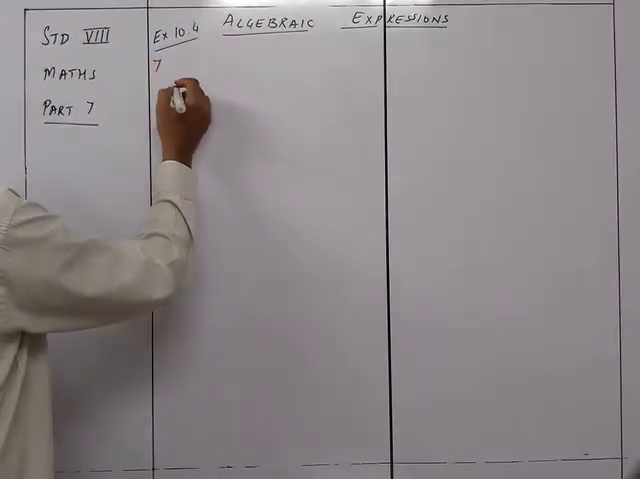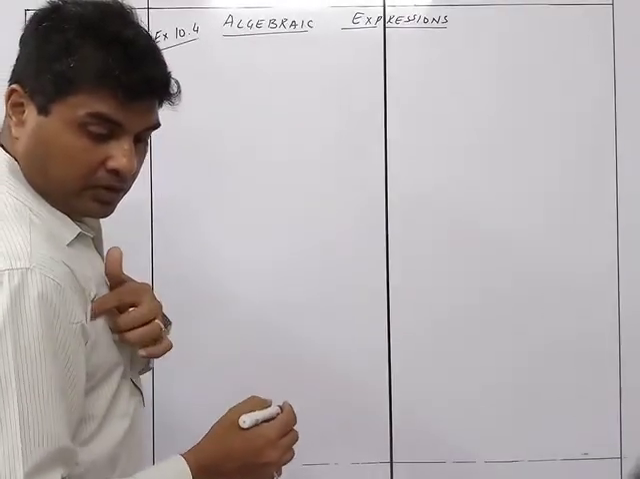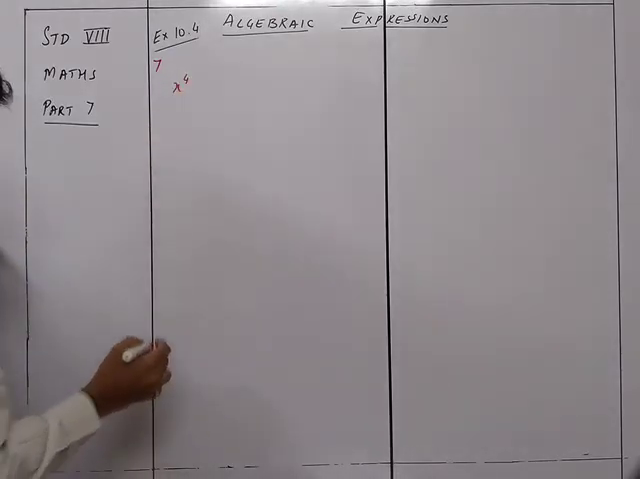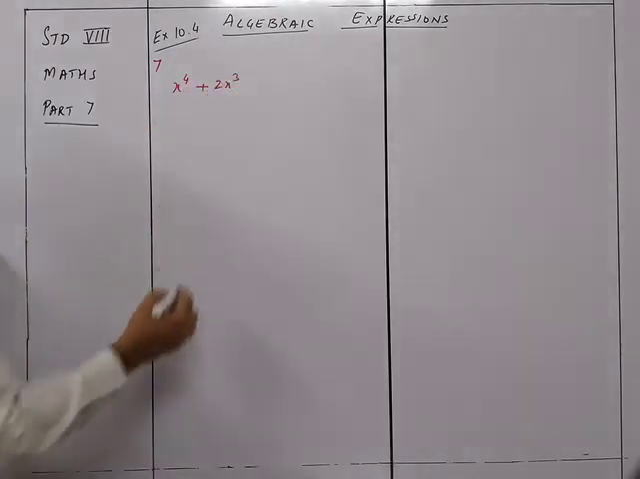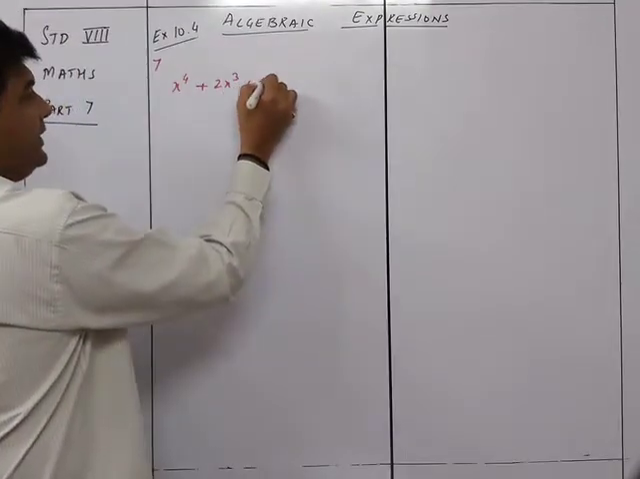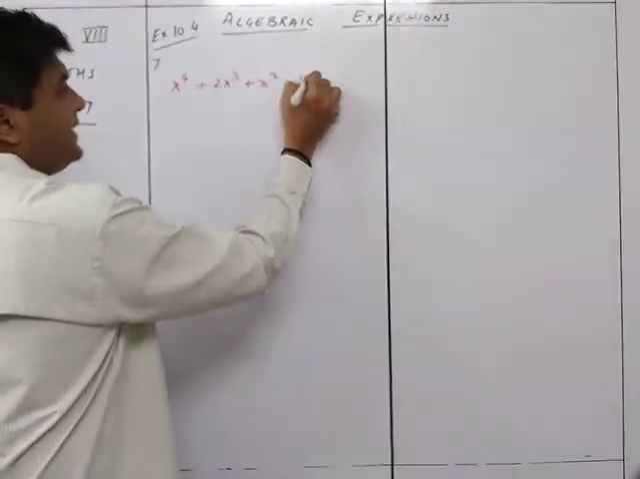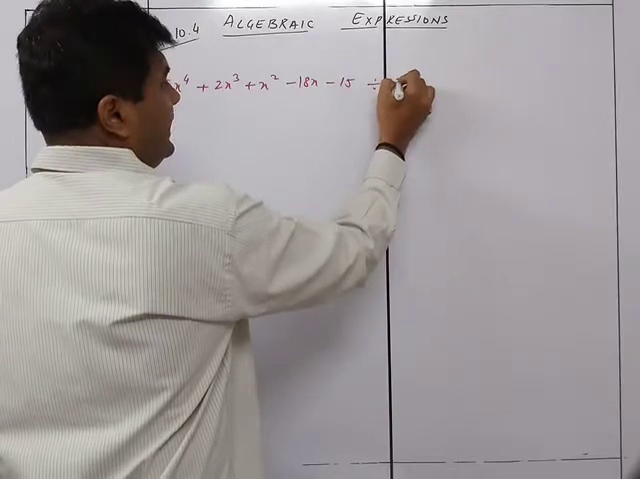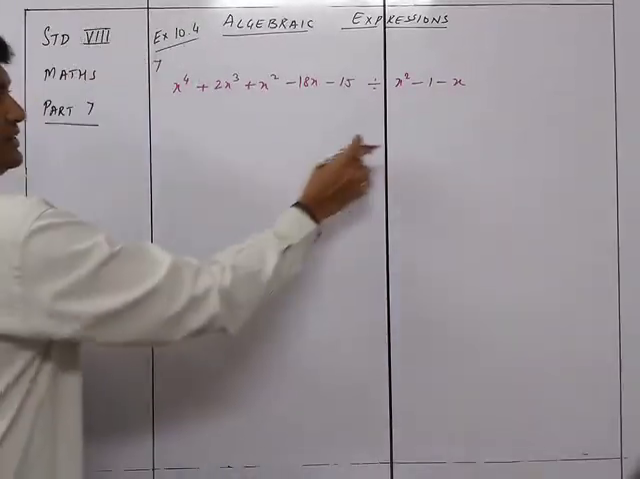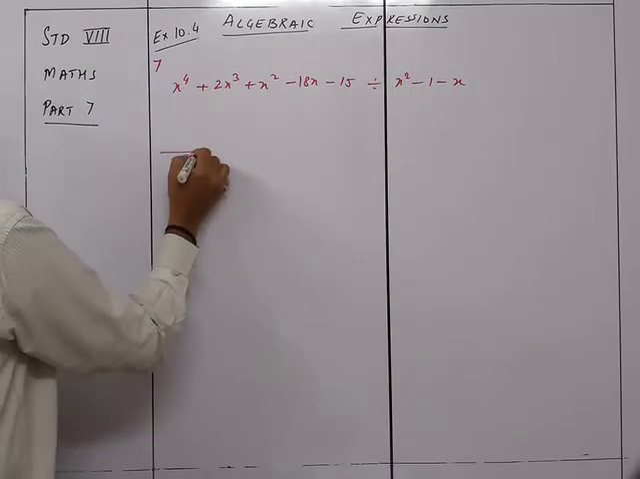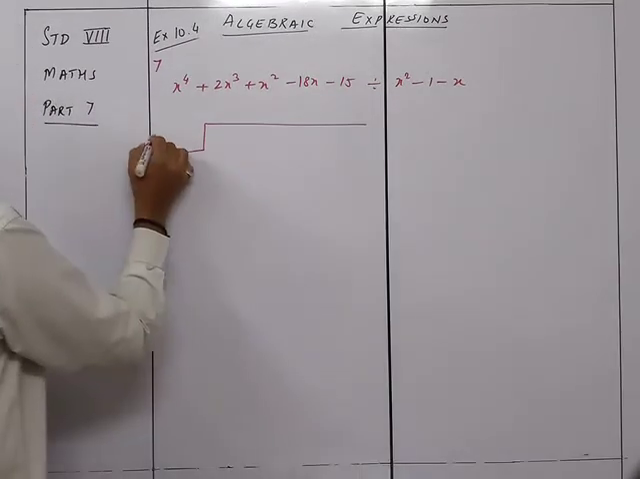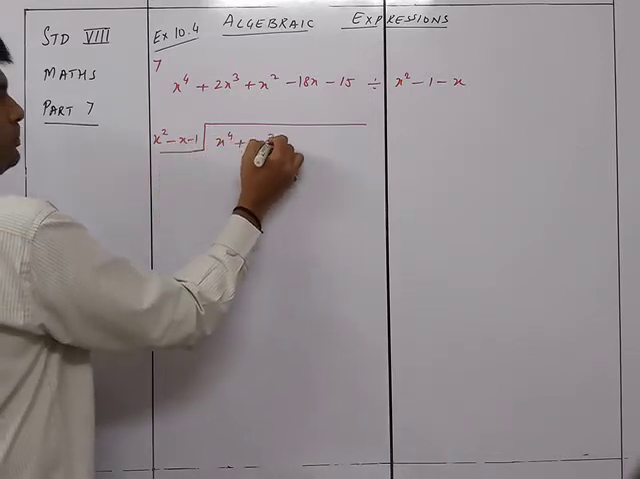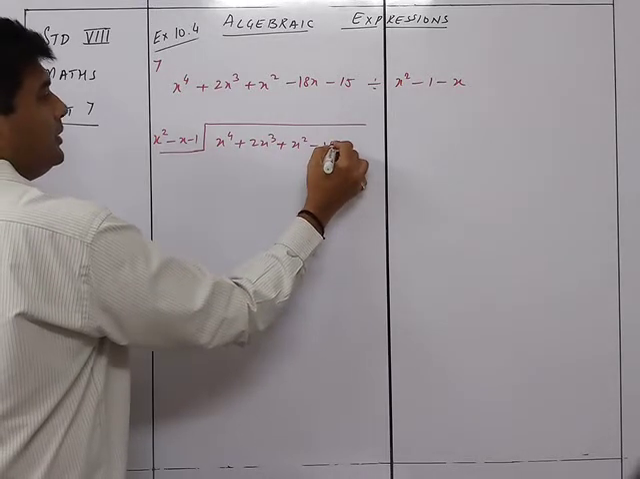So question number 7 you have over here, and you want it to be exactly divisible. Initially the polynomial is x raised to 4 plus 2x raised to 3 plus x square minus 18x minus 15, and you are dividing it by x square minus 1 minus x. Of course this needs to be arranged, so it will be descending: x square minus x minus 1, and this will be x raised to 4 plus 2x cube plus x square minus 18x minus 15.